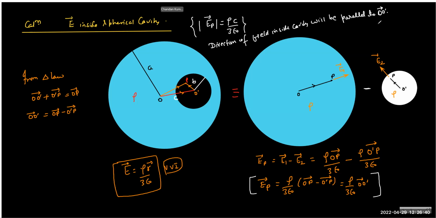So the direction of the field inside the cavity will be parallel to O dash. Understood? Yes, sir.